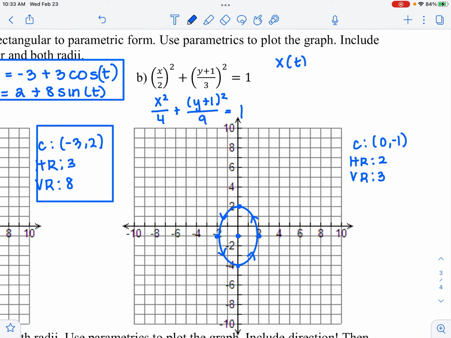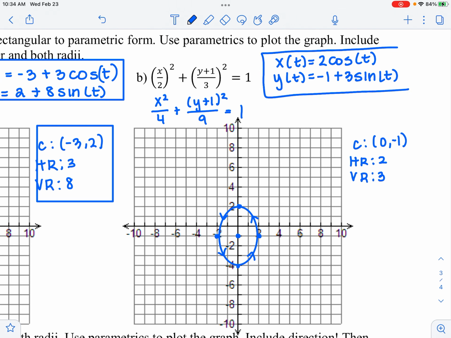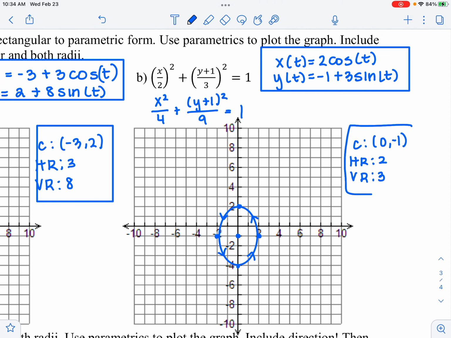So I have x of t equals 0, so I'm not going to write it down, plus 2 cosine of t. Y of t equals -1 plus 3 sine of t. So there's my parametric equations, and here is my information.